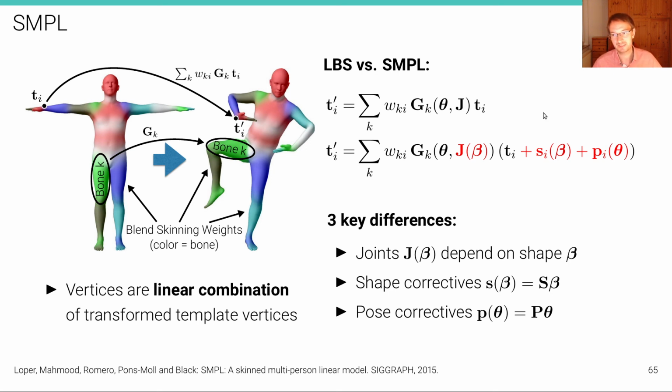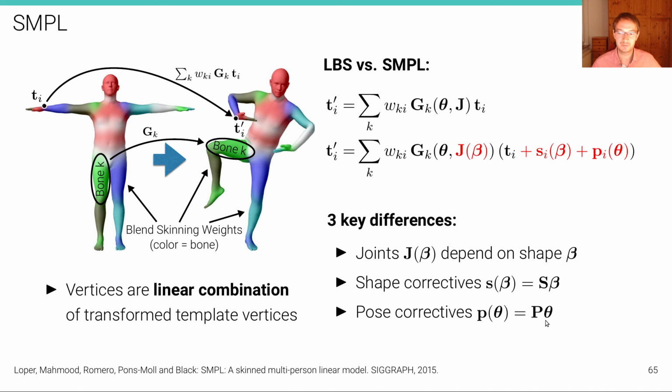So what SMPL does instead is it adds these pose correctives, which are also changing the shape of the human body in the rest pose, but it's changing it not based on the shape parameters beta as the shape correctives do, but it's changing it based on the pose parameters theta. So you get also a pose dependent corrective to the shape in canonical or in rest pose. And these two models are linear.